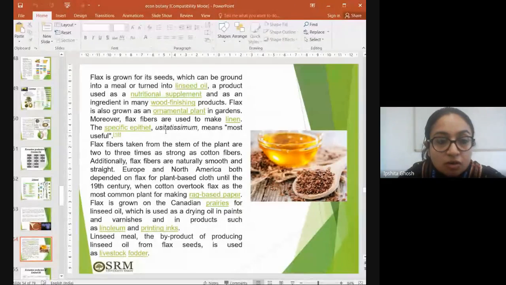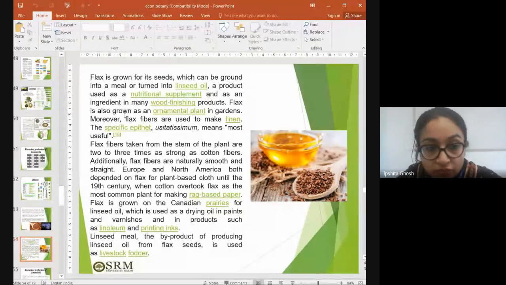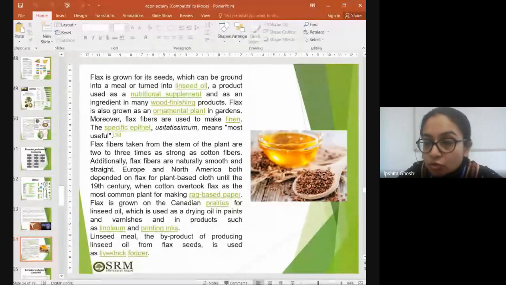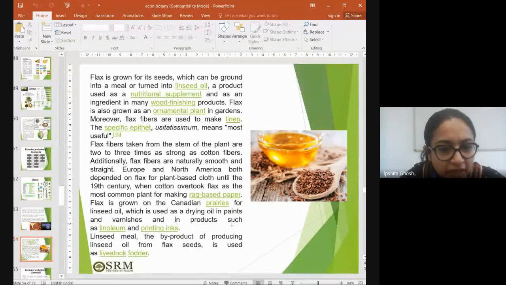So this tongue twisting specific epithet, that is usitatissimum, actually means most useful. So that is something you can remember. Then flax fibers taken from the stem of the plant are 2 to 3 times as strong as cotton fibers. So they are very strong fibers, and therefore they're used for making cloth material, as I already told you about the linen material. Rest of the things are fine, just for your knowledge.